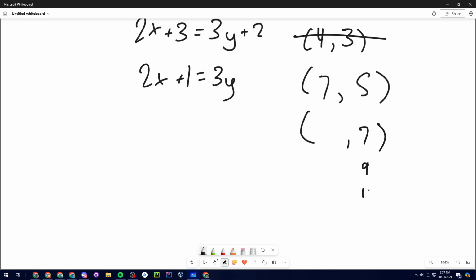So you have 9, 11, 13. 13 is 39, minus 1 is 38, which is 19, so that's wrong. 11 would give 33. 32 is 16. Okay, that's cool because 16 is allowed.